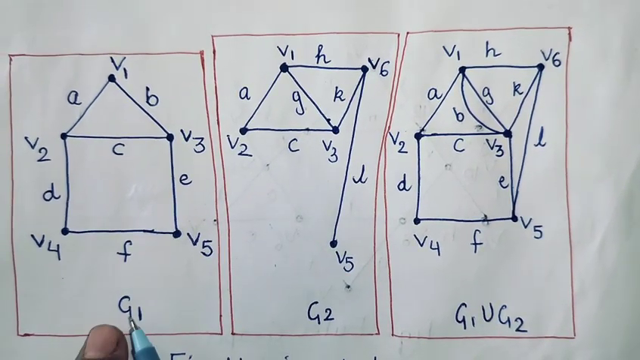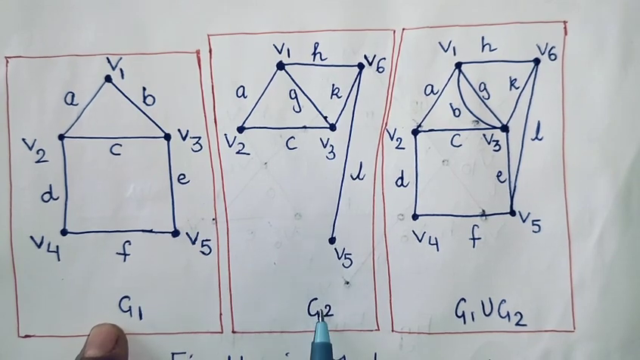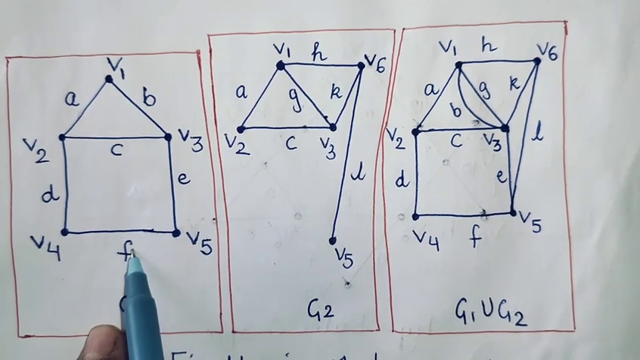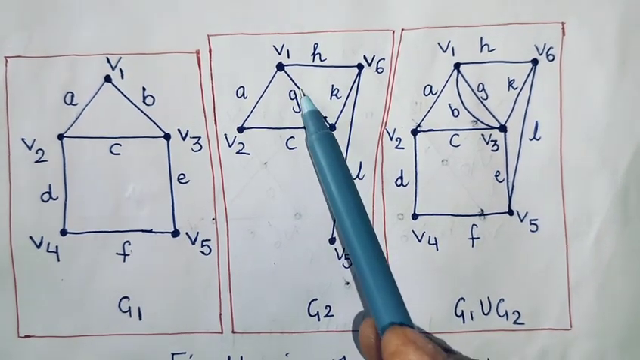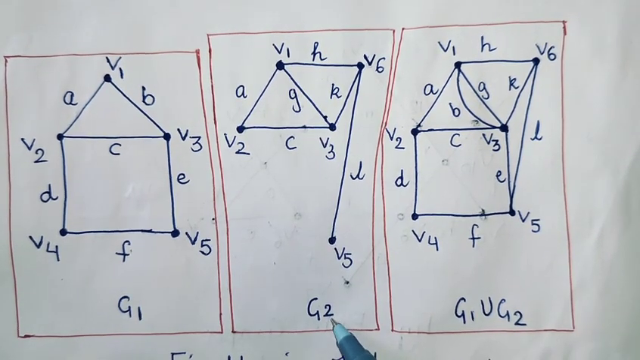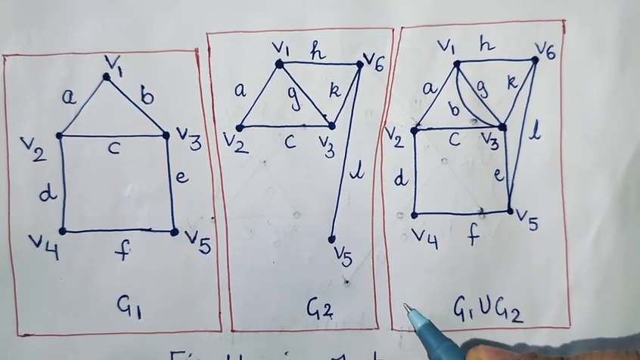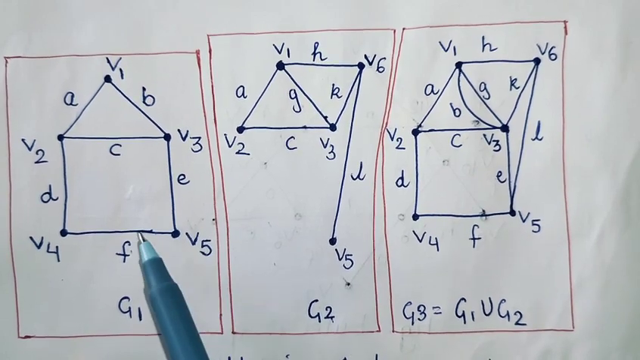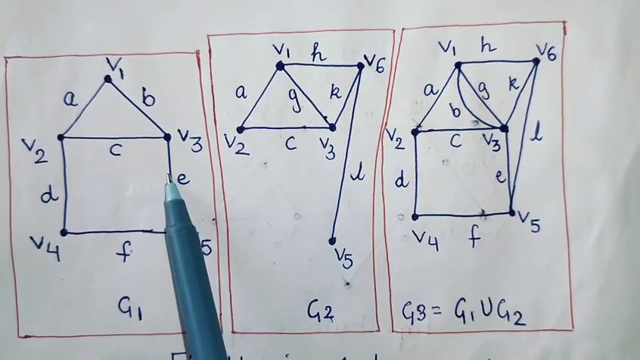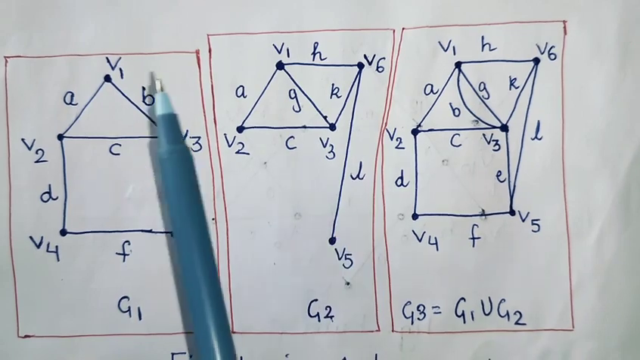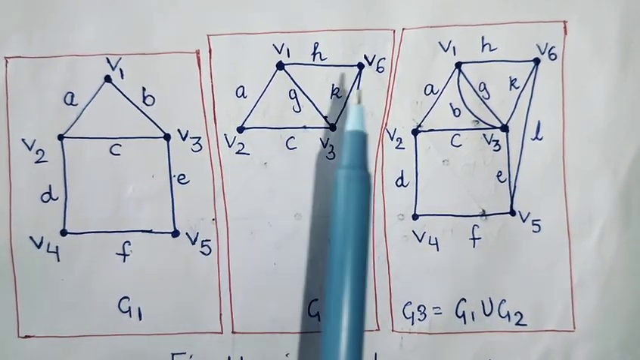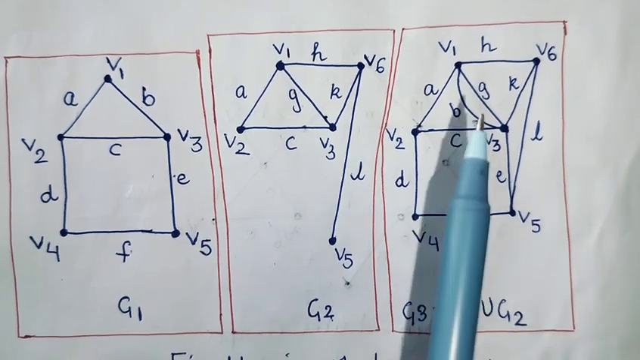Here we are provided with two graphs G1 and G2, and we have to find the union of these two graphs. You can see these are the vertex and edge set of G1, and this is the vertex and edge set of G2. Now the third graph G3, formed by the union of G1 and G2, will contain all the edges of G1 and G2 and all the vertices of G1 and G2. If there is any common edge or vertex between these two graphs, then it will not be repeated. It will come only once.